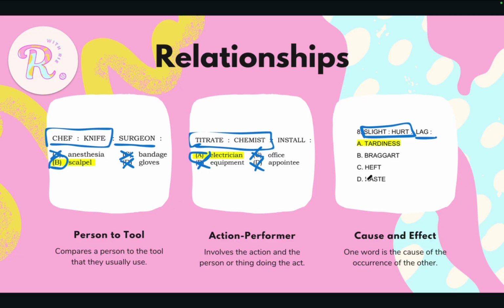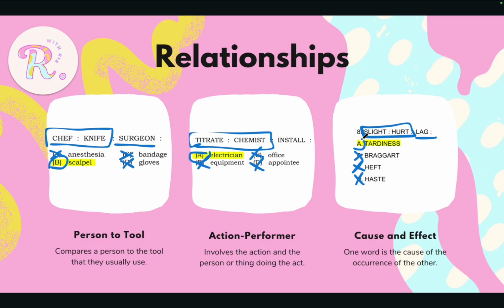It is not haste, because in this scenario, lag is defined as to fall behind in movement or progress. So haste is with urgency. Heft could mean to lift or to carry something heavy, as well as when describing weight. So that is also not an effect of the lag. Braggart, on the other hand, means a person who boasts of achievements or possessions. So that is also not an effect of the lag.